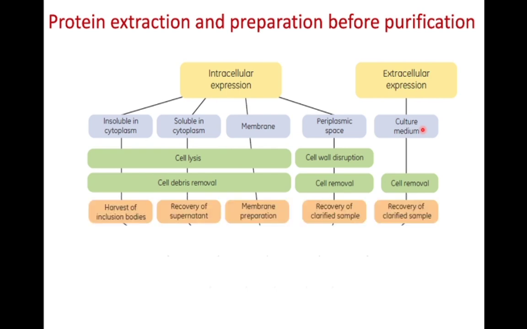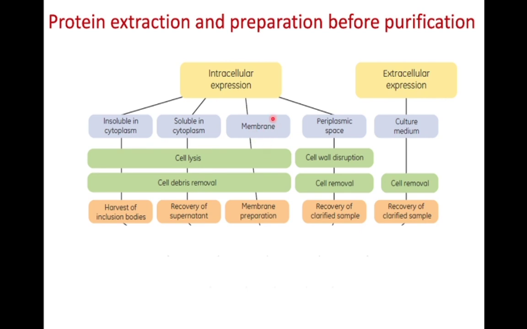The next couple of stages, again, will depend on what our starting sample is. If we have insoluble protein in the cytoplasm, it's possible that we have inclusion bodies, so we need to harvest those inclusion bodies. If we have soluble proteins, then after the cell debris removal we need to recover the supernatant. Again, this is after the centrifugation, so we leave the pellet in the bottom of the tube, and we rescue the supernatant, which is the solution above the pellet.